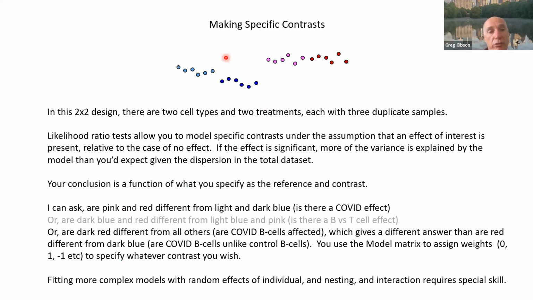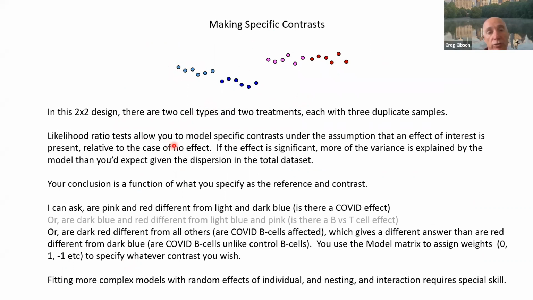So let's go back to our toy example. In this 2x2 design, there are two cell types, the dark blue and the dark red, and two treatments, the healthy controls and the COVID. I'm sorry, the cell types with a light and dark in each. And so we had three individuals with duplicates of each sample.